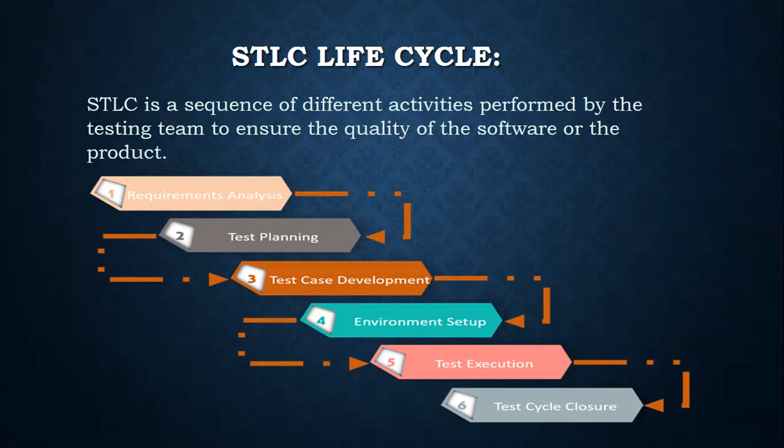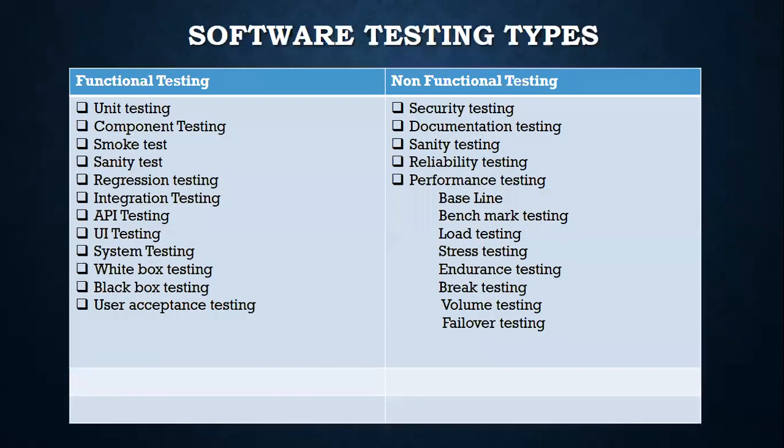So performance testing is a part of the software testing life cycle. We have different types of testing here: functional testing and non-functional testing. In functional testing, these are the different testing types: unit testing, component, smoke, sanity, regression, integration, API, UI, system, white box, black box. All these are functional testing types. And non-functional testing types are like security testing, documentation, reliability, performance.